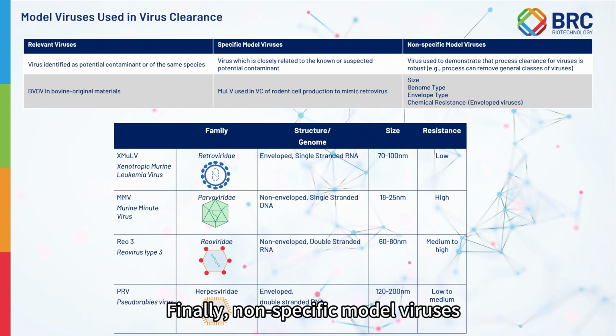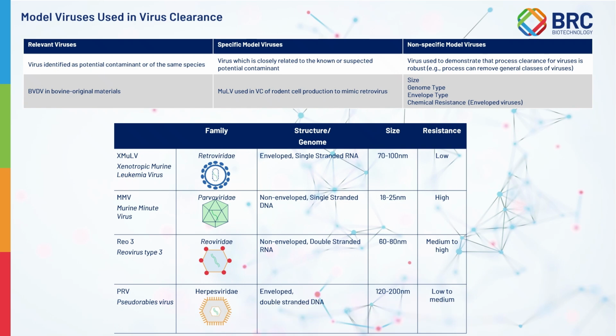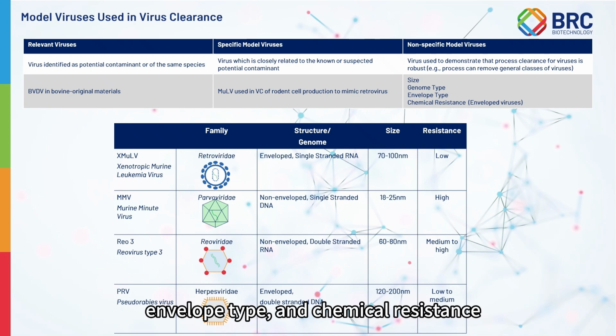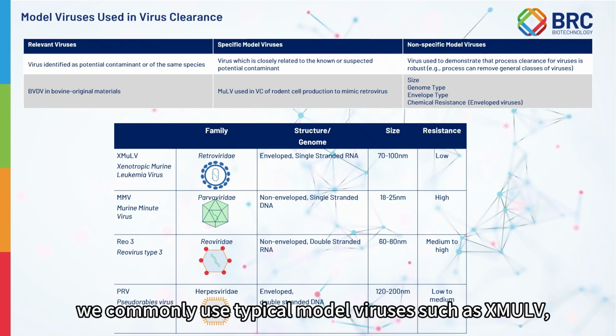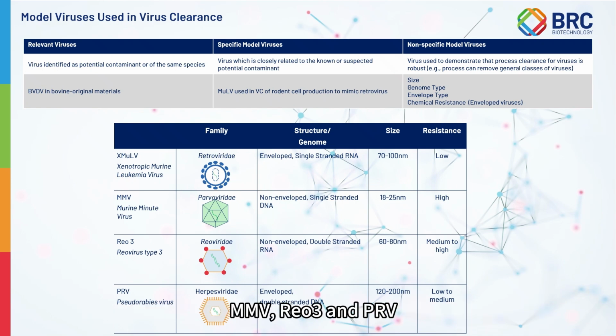Finally, non-specific model viruses used to demonstrate that process clearance for viruses is robust. They are selected based on several characteristics, including size, genome type, envelope type, and chemical resistance. Combining regulations and practice, we commonly use typical model viruses such as XMULV, MMV, RU3, and PRV.